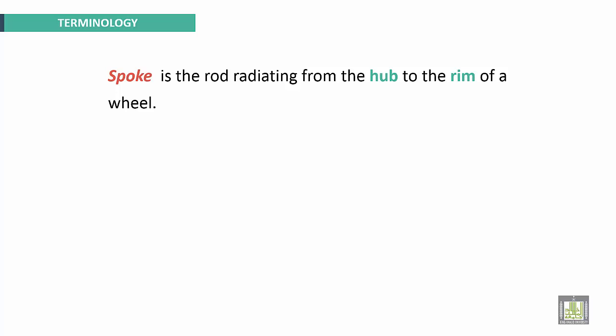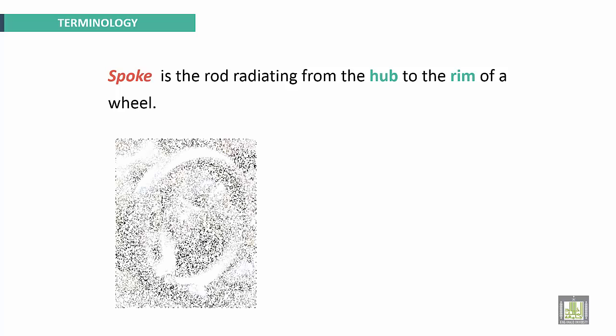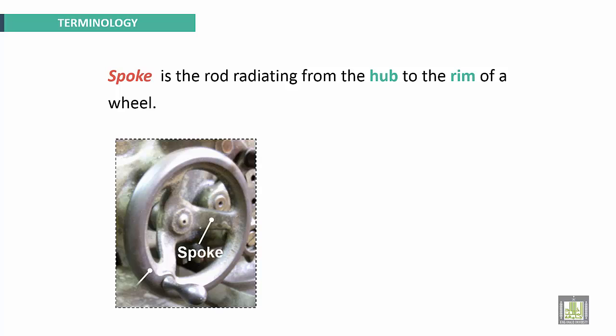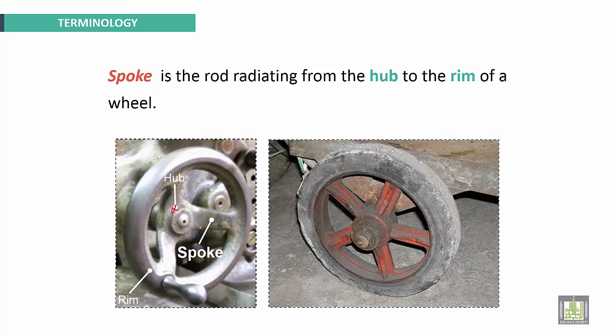Spoke is a rod radiating from the hub to the rim of a wheel. This is the spoke, and this is the rim. Here we have the hub. Another example. This is a spoke, the hub, and the rim.